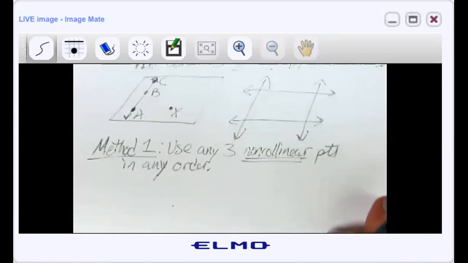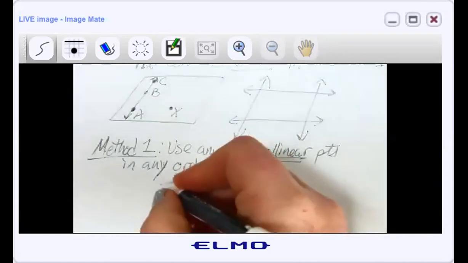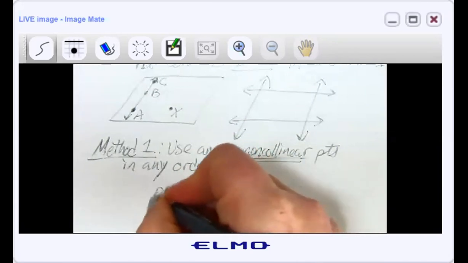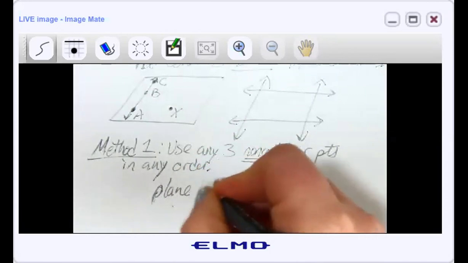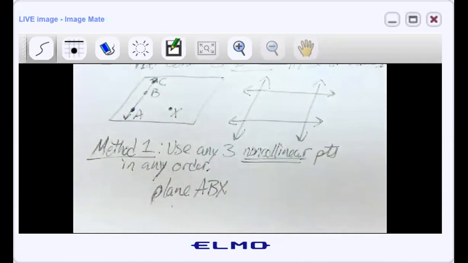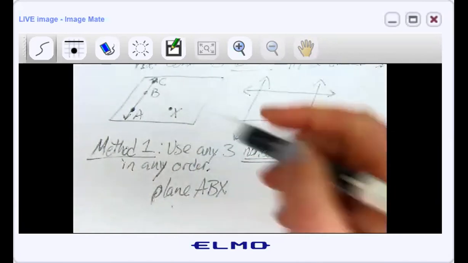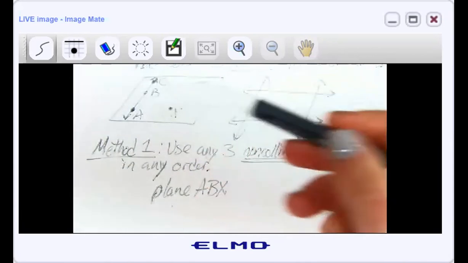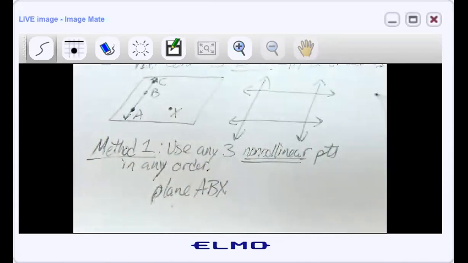So let's go ahead and jot that down. We're going to call this plane ABX. And again, order doesn't matter. You could have used point C if you wanted, CXA. That's fine. It doesn't matter what 3 points you use. They just can't be A, B, and C because those are the 3 that are on the same line.